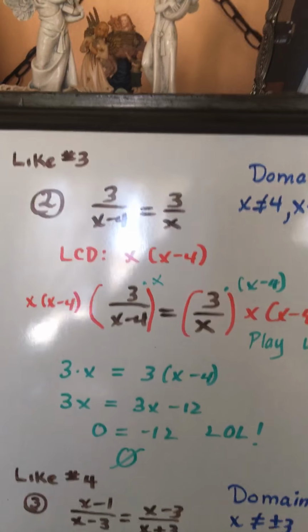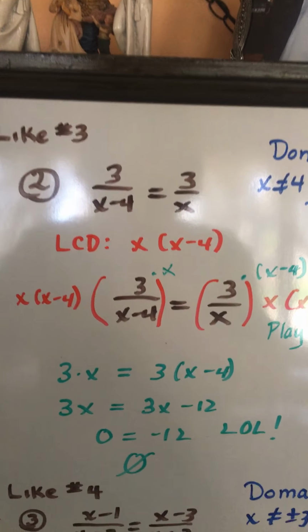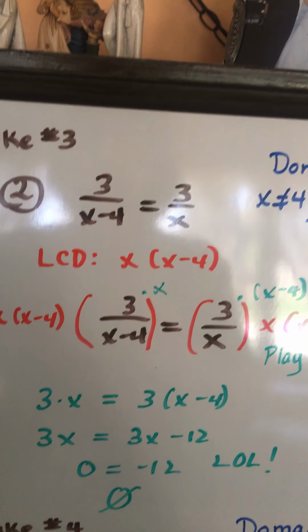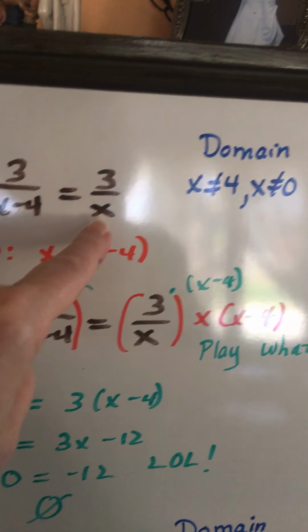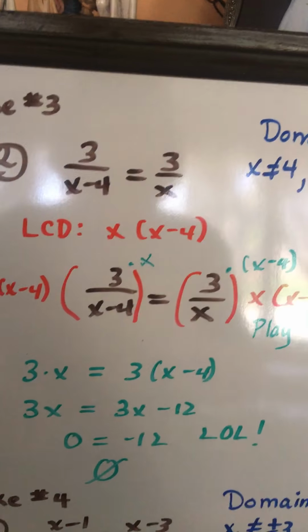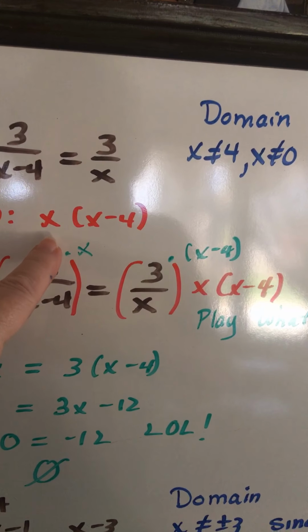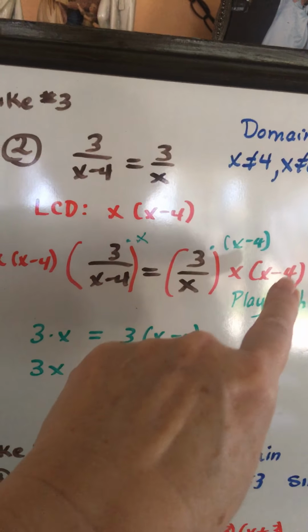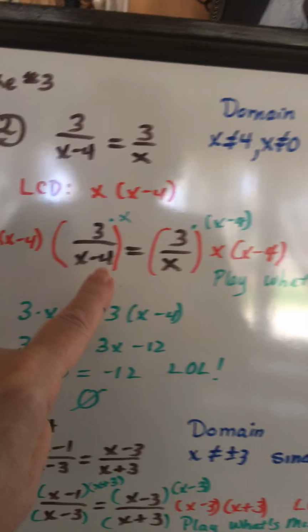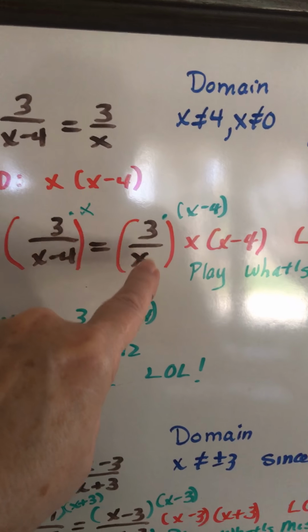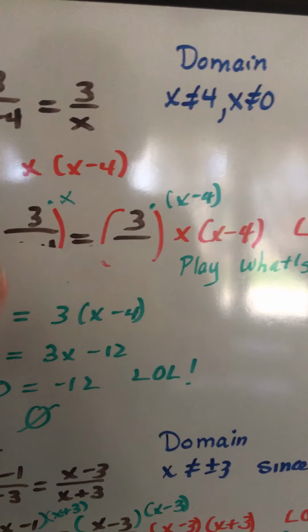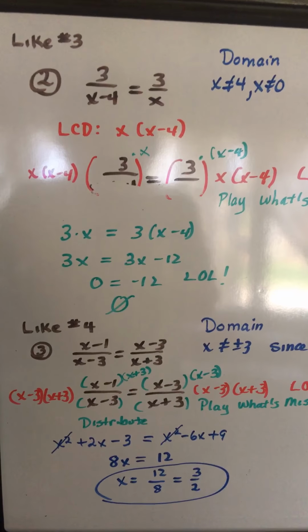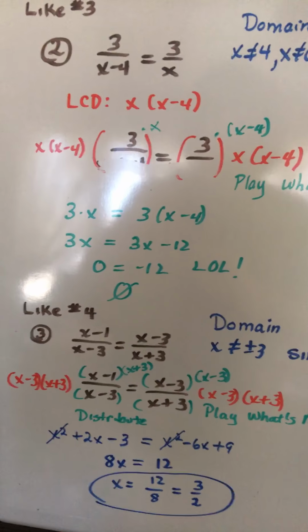Now, another example, this is example 2, will be like your homework 3. Another one where it would have been legal to cross multiply because they don't share anything. Note I can't have a 4 or a 0. My LCM, or lowest common denominator, is x times x minus 4. Books tell you to multiply both sides. We're going to play what's missing. x minus 4 needs x, x needs x minus 4, and that wipes out the denominator. I distribute, and I get no solution because 0 can't be 12.